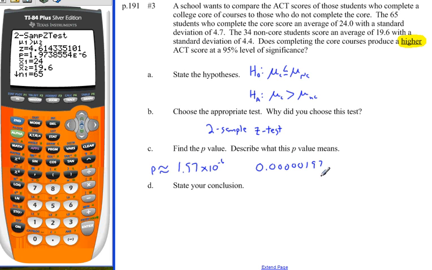So there's a very, very, very small chance that this null hypothesis is true. Or that if this were the case, that the samples we would have collected data from would have given us data this extreme. So since p is very small, it's definitely below 0.05. We will definitely reject the null hypothesis. So we think there's a very, very small chance, in fact, it's close to zero chance, that the average of core students would be less than or equal to the average of non-core students. We feel strongly that completing a core set of courses will give you a higher average ACT score.